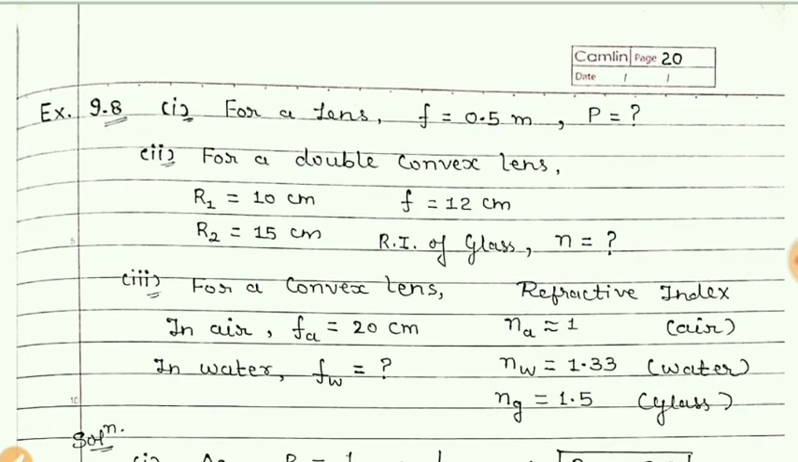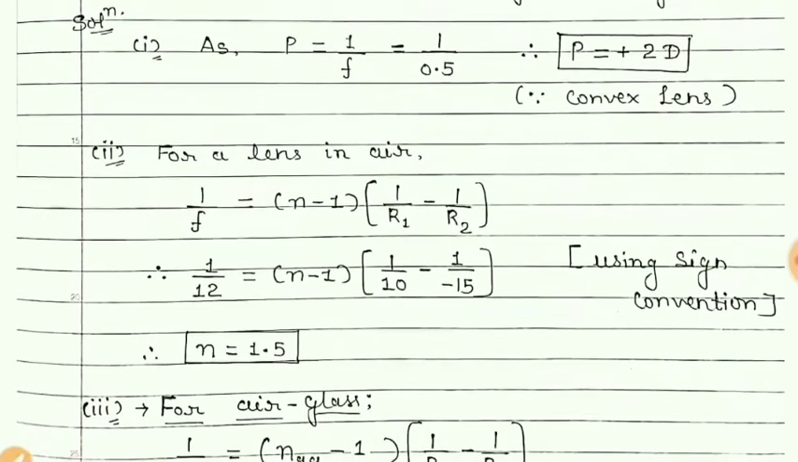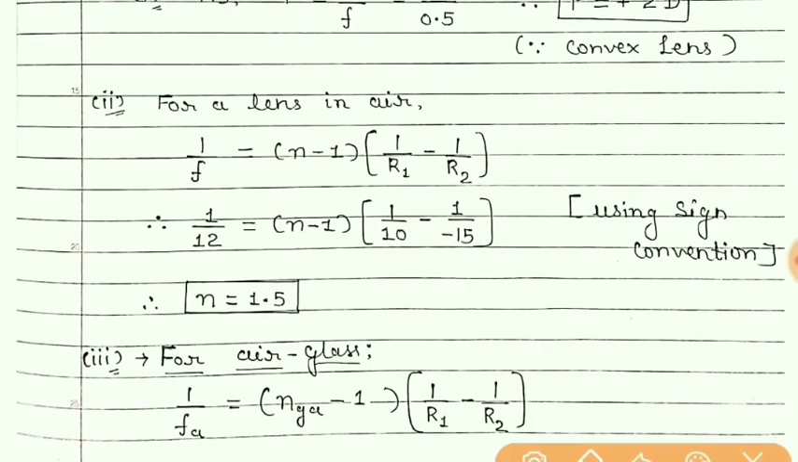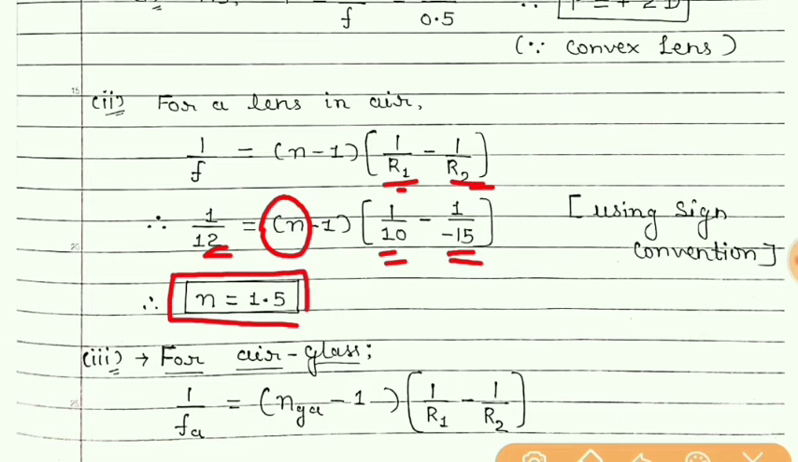So now using sign convention and putting the values, R1 is taken positive, R2 is taken negative. Focal length for convex lens is positive. Now only n is unknown, so just calculate. You will get n is equal to 1.5. Remember, refractive index is unitless.